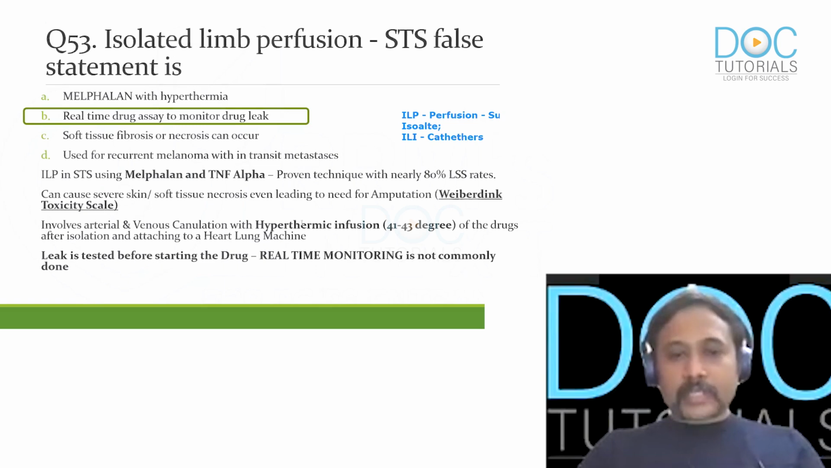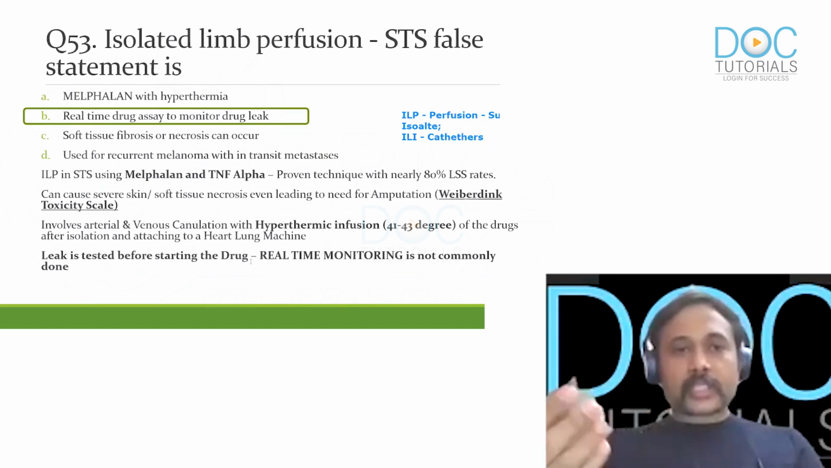So arterial and venous cannulation is done, and hyperthermic infusion is done between 41 to 43 degrees. And what you generally do is the leak testing before starting the drug. So real-time monitoring is not commonly done. It is being done in certain select scenarios now. Real-time monitoring is done, but as standard of care in isolated limb perfusion, you do not have real-time monitoring of the drug assay.